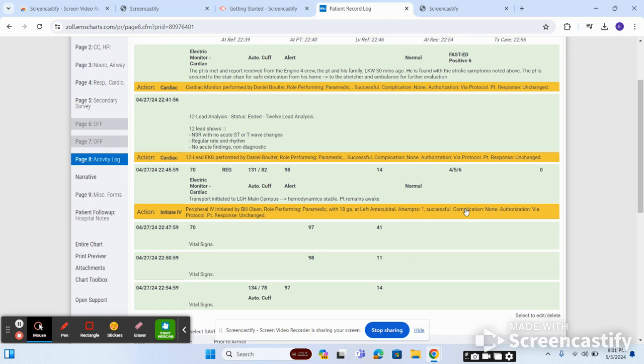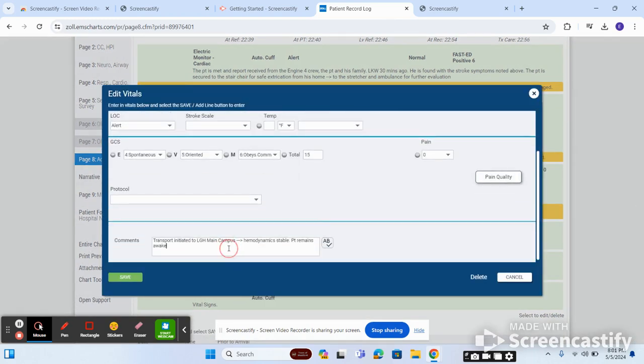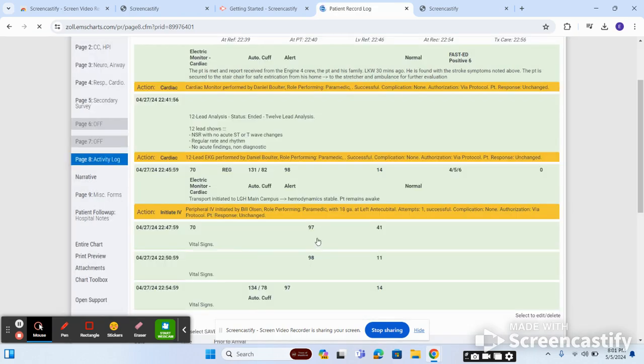That's it. You don't have to double document anymore like we used to, where you'd have to do the IV intervention, and then somewhere in your narrative you would write, I started an IV at this time and it flowed fine and it did whatever. So up here, because we're good helpers of the hospital, we're going to say labs drawn for LGH. Perfect.